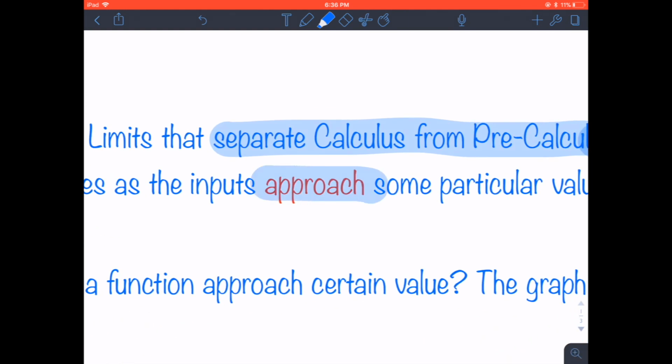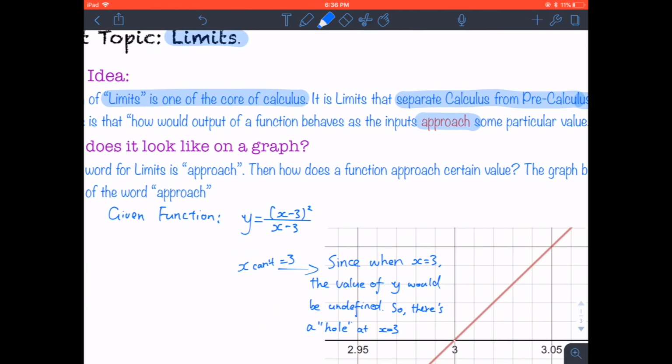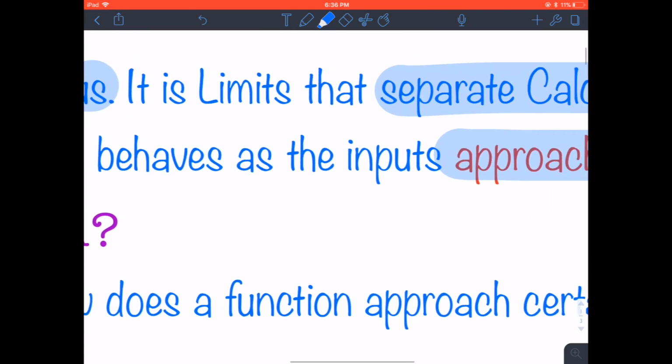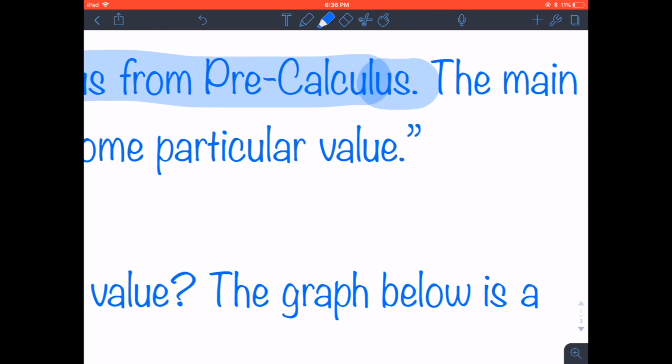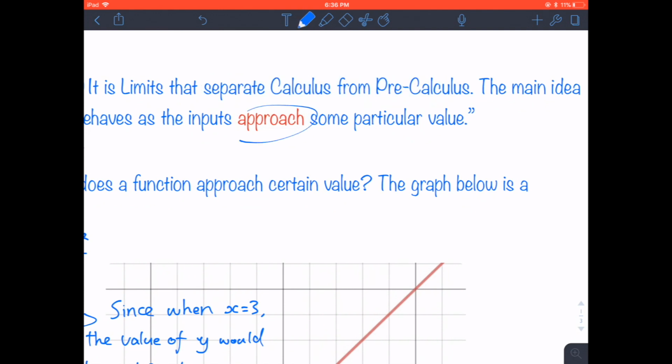It's this approach. The whole concept of limits is how a function, the output of the function, behaves as the input approaches some particular value. Well, we've already seen this in pre-calculus actually, the approach. Let me show you.